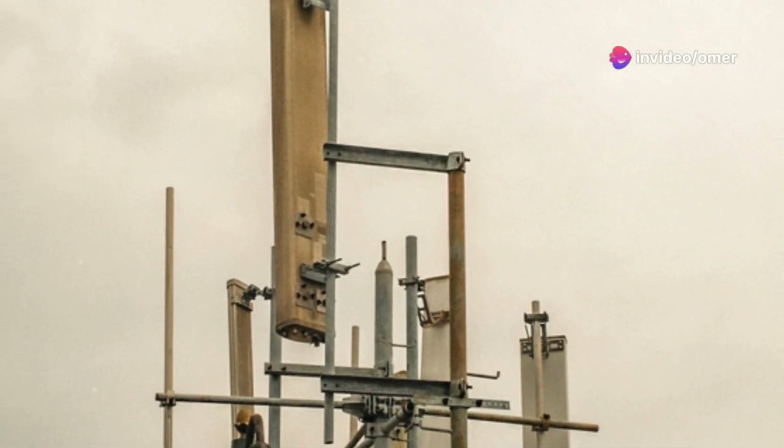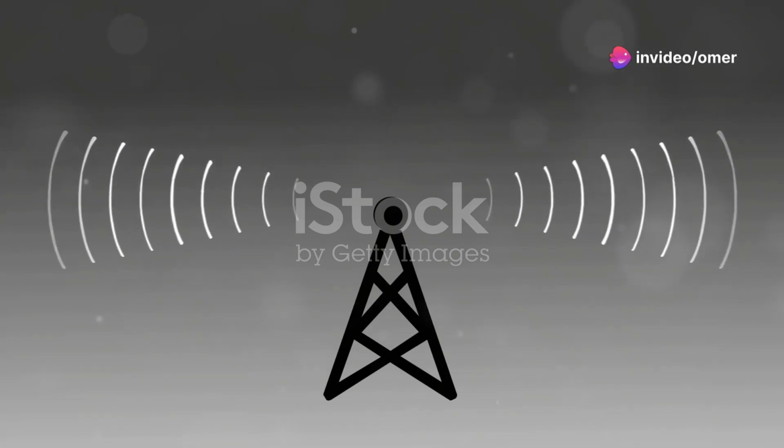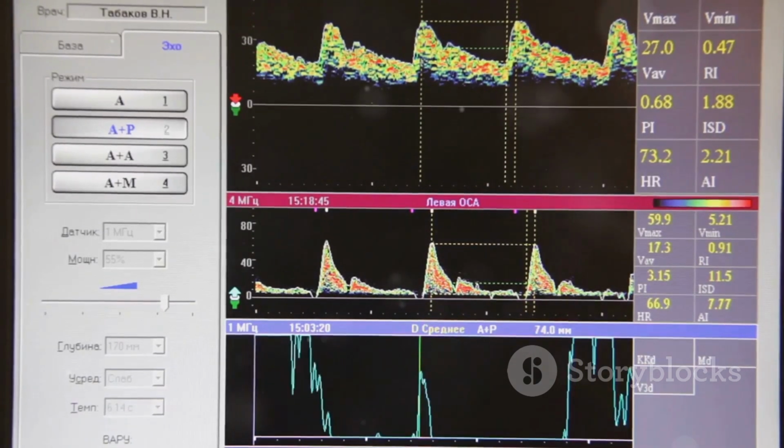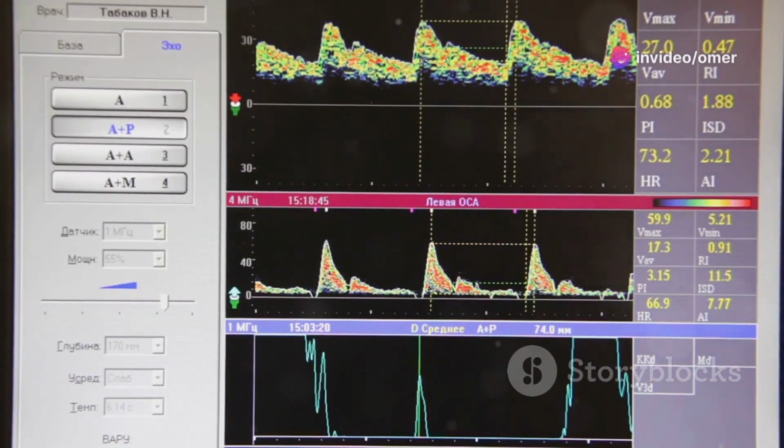A QPSK transmitter splits the input data into 2 streams, modulating them with 2 carriers that are 90 degrees out of phase. The QPSK receiver then demodulates the received signal, recovering the original data streams using a phase detector.